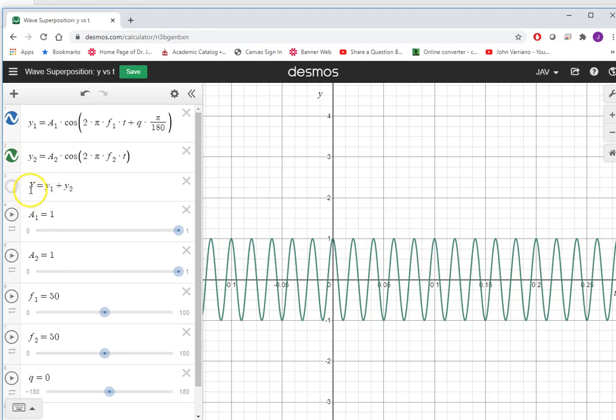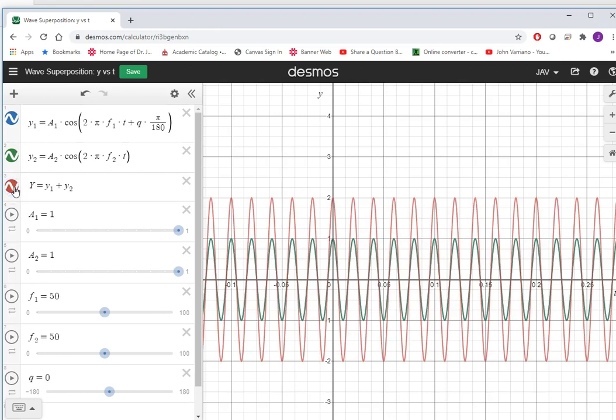So you can see right here, big Y is just Y1 plus Y2. So I'm going to go ahead and add these waves. And what am I going to get? Oh, I get that red wave. Oh, I actually get a really big amplitude. Yeah, that makes sense. In fact, I get twice the amplitude of one of the individual waves when I add them up, because they are fully in phase.